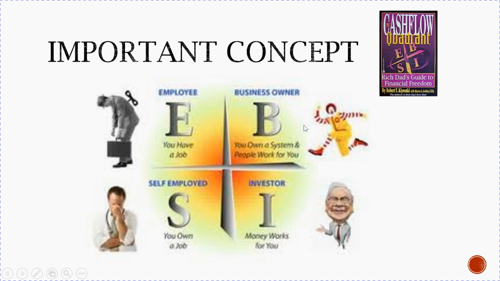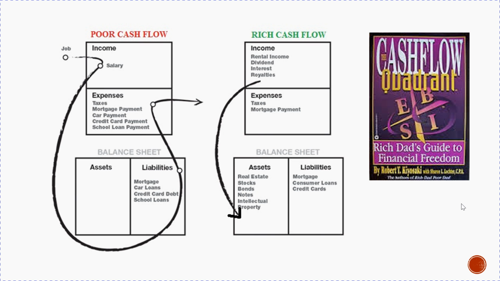Here on the right hand side, if you're a B, you're a business owner. Example, McDonald's, where you own a system and people work for you. Or you could be an investor like Warren Buffett, whereby you have money that works for you. So these are the four main ways in the Cashflow Quadrant book. Very good book, highly recommend, as I say.